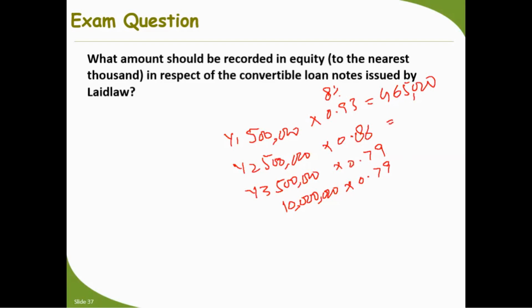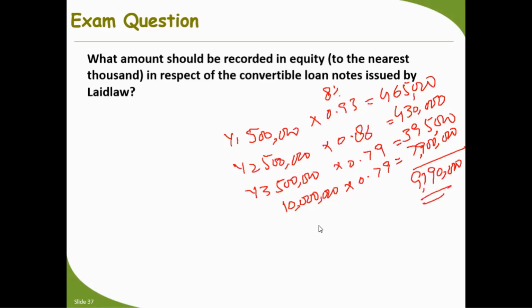Then 500,000 times 0.86 is 430,000. 500,000 times 0.79 is 395,000. Then 10 million times 0.79 is 7.9 million. So the total is 7.9 million plus 395,000 plus 430,000 plus 465,000, which equals 9,190,000. This is the debt portion.